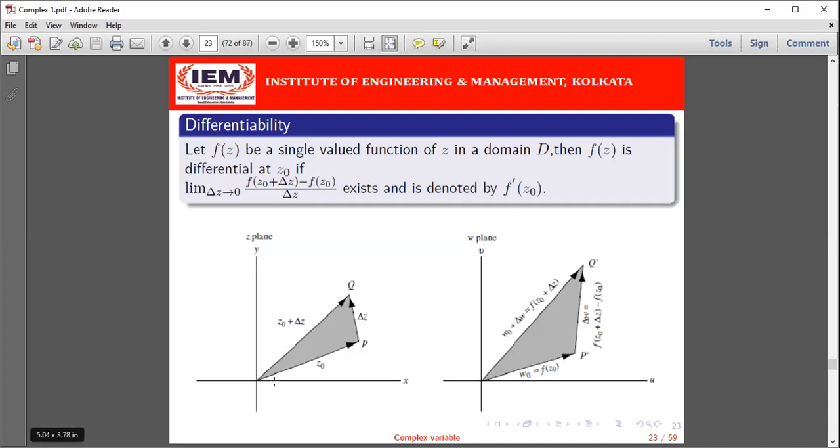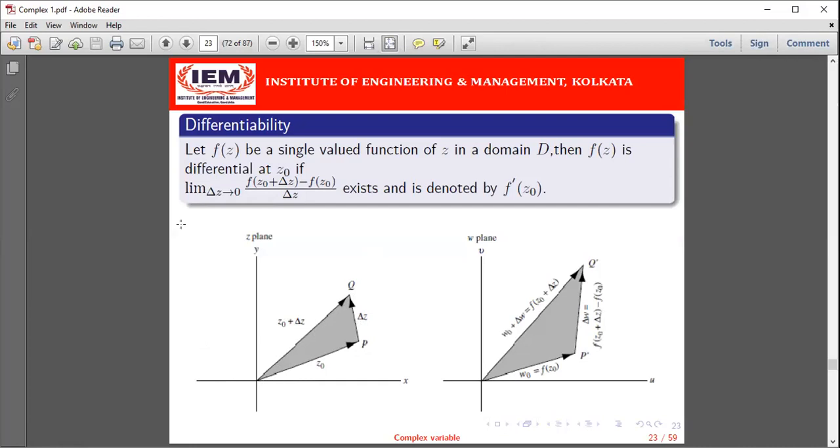So here also, as per the vector rule of addition, this is P, that's the increment, so this will be z0 plus del z. So the position vector with respect to Q will be z0 plus del z, and the coordinate of Q will be denoted by the complex number z0 plus del z. That means (x0 plus del x, y0 plus del y).